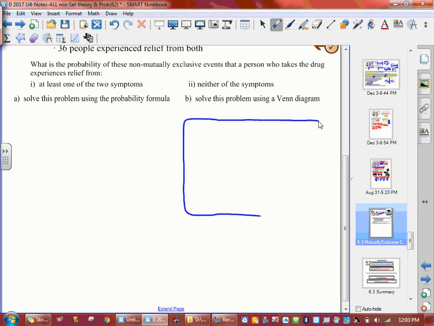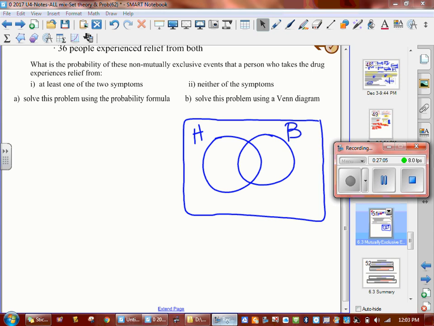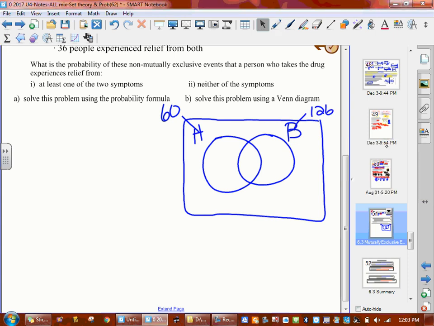So if I use my Venn diagram here, I have two things going on. We've got headache and backache. So we're going to put the totals for each. So for headache is 60, for backache is 126. So now we are going to take a look, and it says 36 experience relief from both. So that one is our overlap. So we're going to throw that number in first. Now we're going to subtract from 60 to get the other two numbers. There's our 24. We're going to subtract from 126 to get 90.